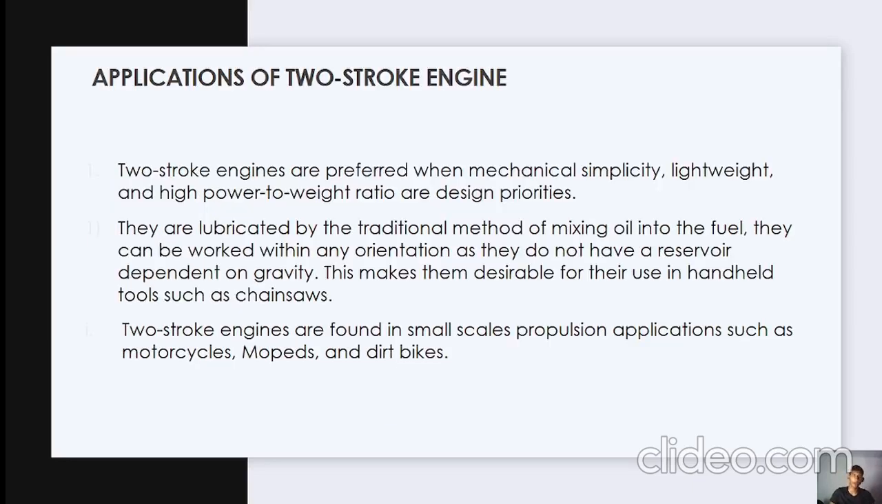Applications of the two-stroke engine. Two-stroke engines are preferred when mechanical simplicity, light weight and high power-to-weight ratio are design priorities. They are lubricated by the traditional method of mixing oil into the fuel. They can work in any orientation as they do not have any reservoir that depends on gravity. This makes them desirable for use in handheld tools such as chainsaws. Two-stroke engines are also found in small-scale applications such as motorcycles, dirt bikes, mopeds, etc.